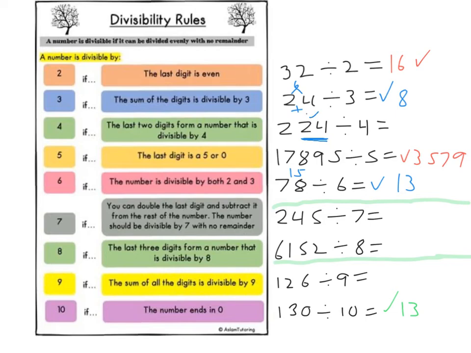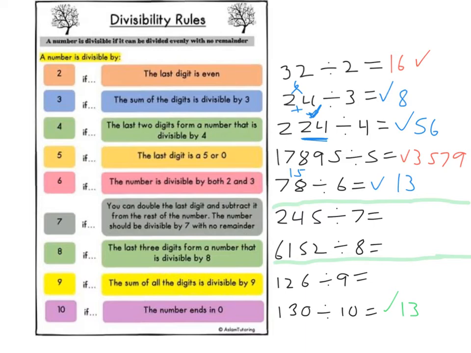Therefore, sorry, I'm saying 4 too much. Therefore, 224 must also be divisible by 4. Let's check it. 224 divided by 4 equals, yep, 56. Notice no remainders. There can't be any remainders if it is divisible.